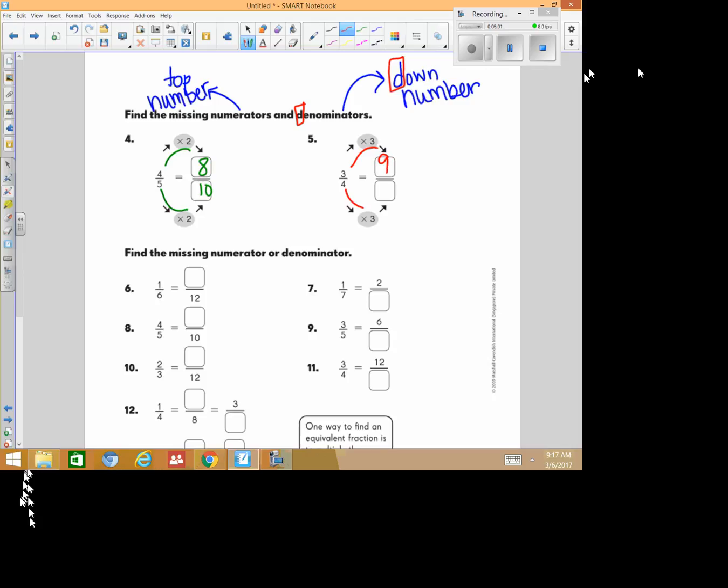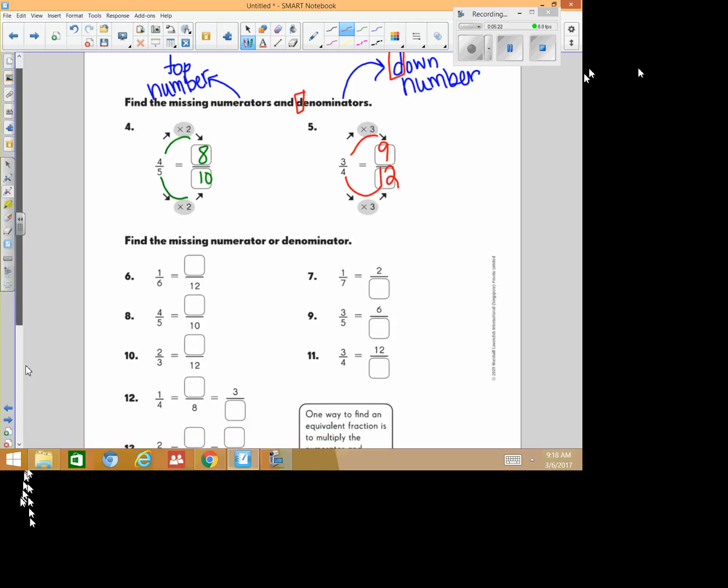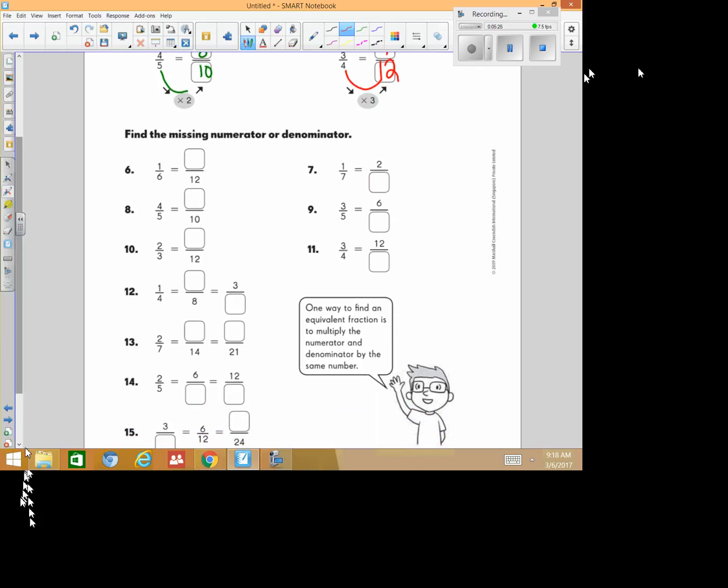And 4 times 3. Who wants to do that one? Raise your hand. 12. Hey. What is 4 times 3? 4, 8, 12. 12. Very good. So now this part's a little harder because they don't tell us what we're supposed to be multiplying by. Okay? So what 6 times what gets me 12?